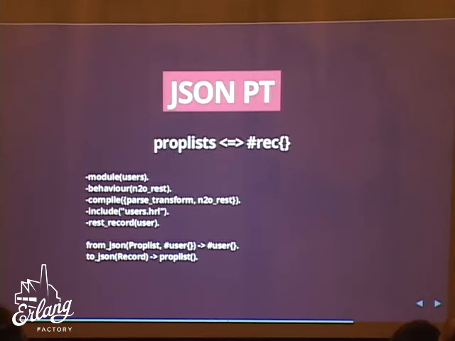So we provide a parse transform for this transformation. It generates two functions, which transform from property list to records. You just need to specify which records you want to transform in that module. So it generates these functions automatically.